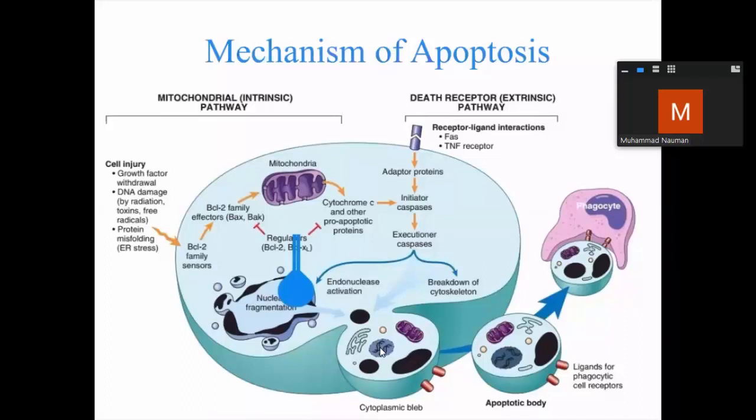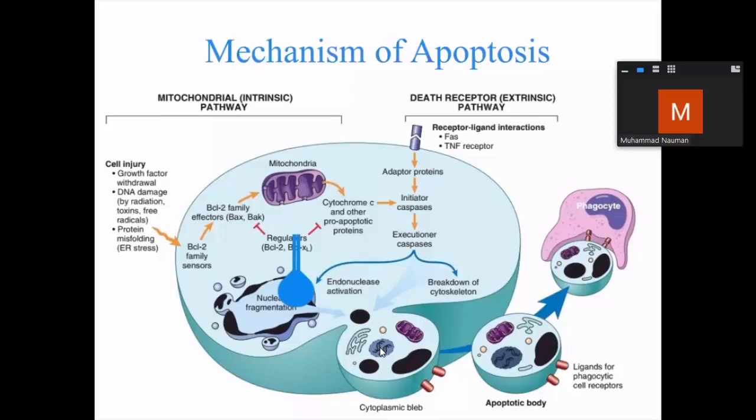For example, endonucleases. Once endonuclease is activated, it will do the DNA fragmentation, because it is inside the nucleus, and it also activates other lytic enzymes so that it can break down the cytoskeleton of the whole cell without damaging the cell membrane. So when the organelles inside the cell are being damaged or distorted, the cell membrane forms small flaps outside, accumulates a little debris, and gets itself separated from the cell. Hence the whole cell is changed into small flaps and disintegrated.